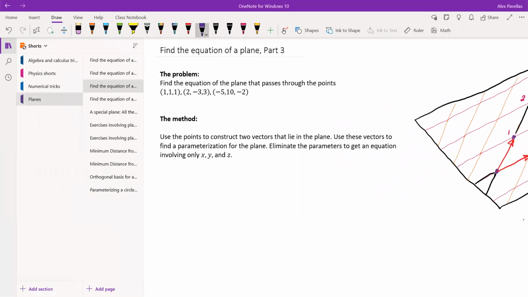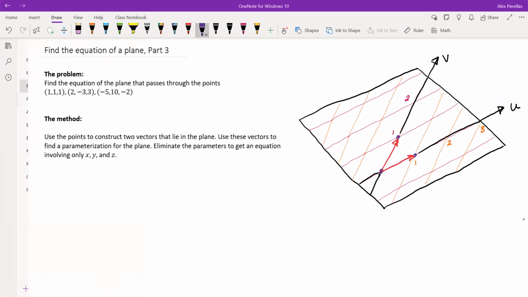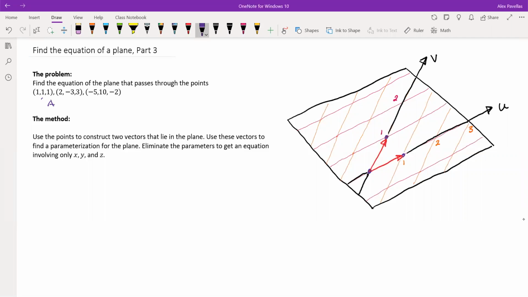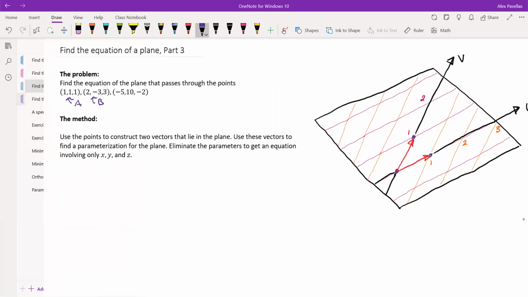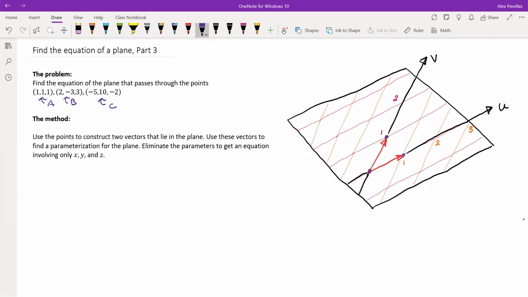And so suppose the 3 points we've got are A, B, and C. So A is that point, B is that point, C is this point. So we could label them. So say that's A, that's B, that's C. Then the idea is we can come up with X, Y, and Z in terms of some parameters. In order to do that, we construct the vectors AB and AC.